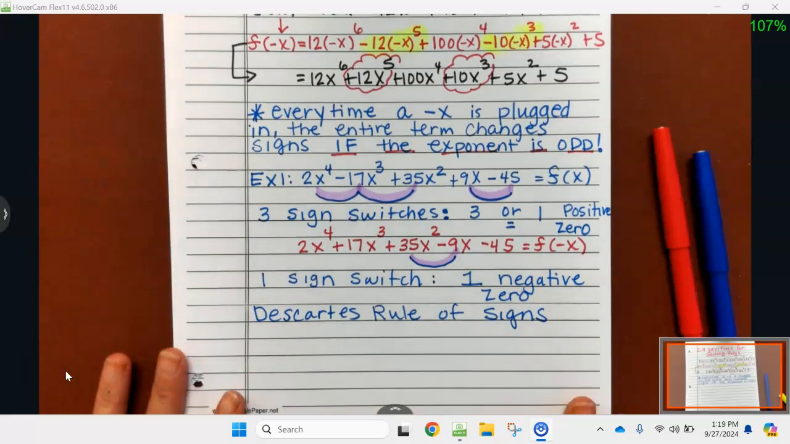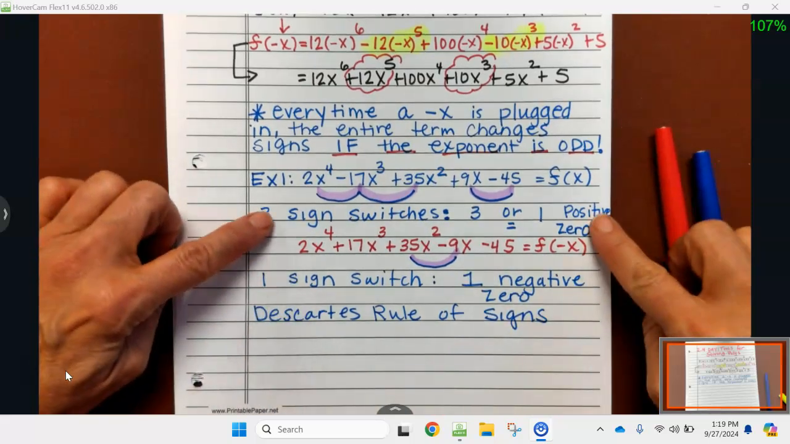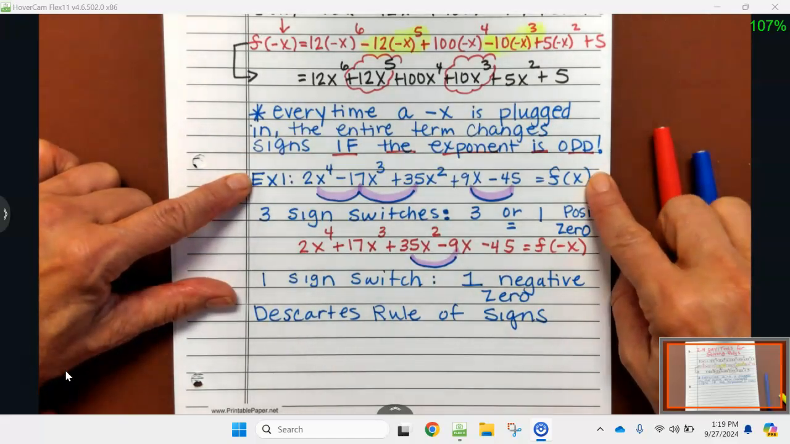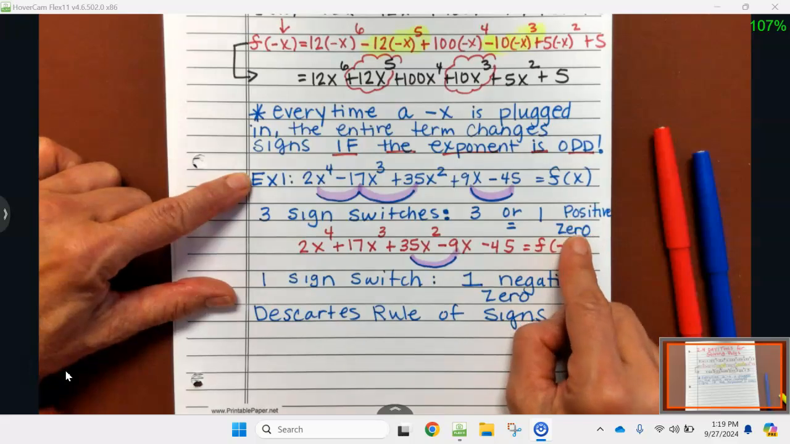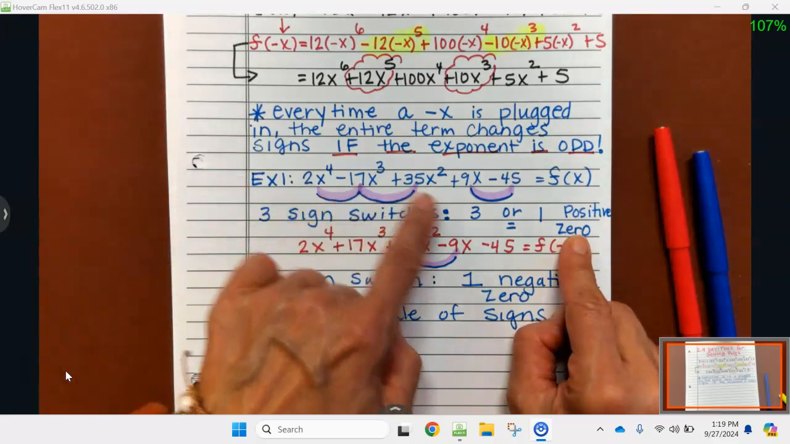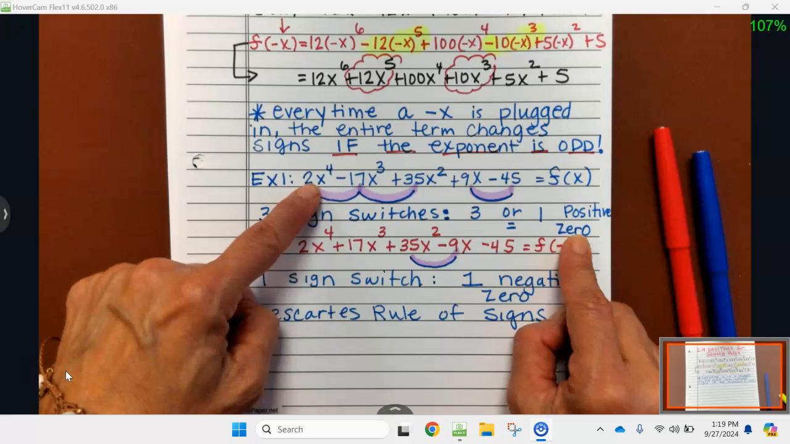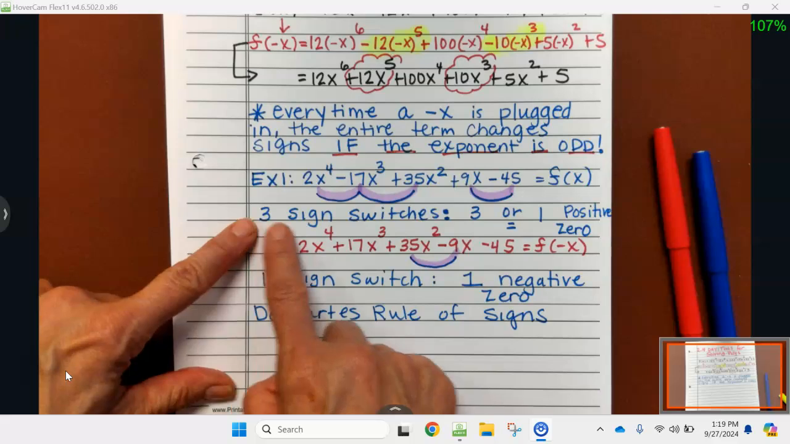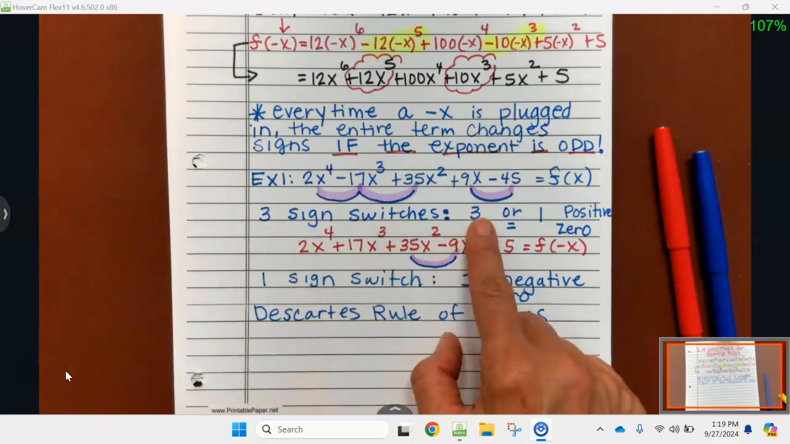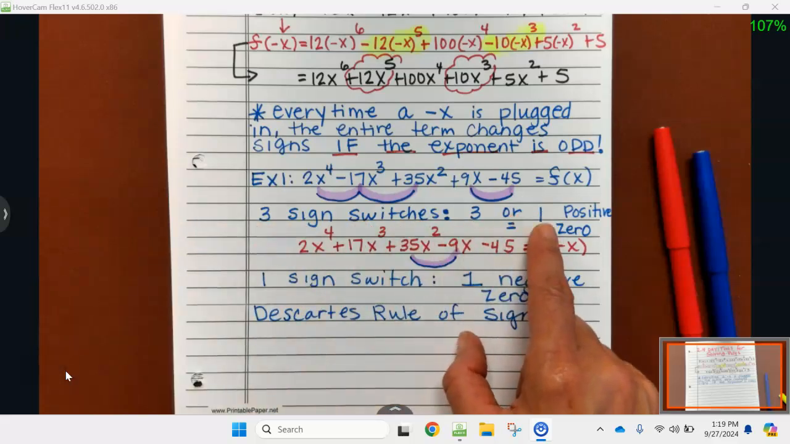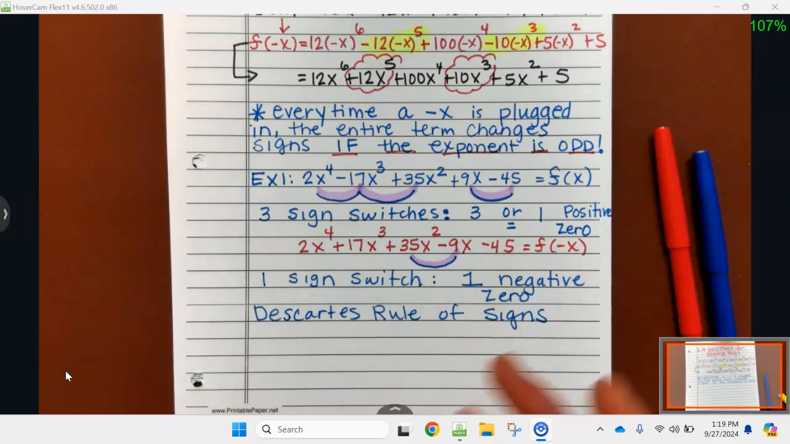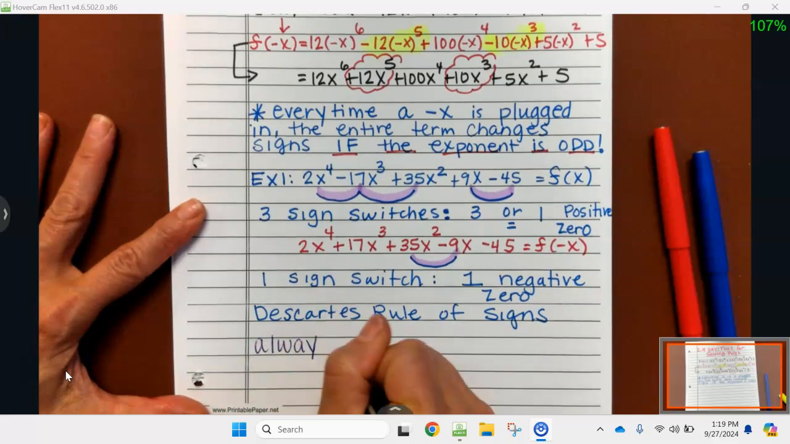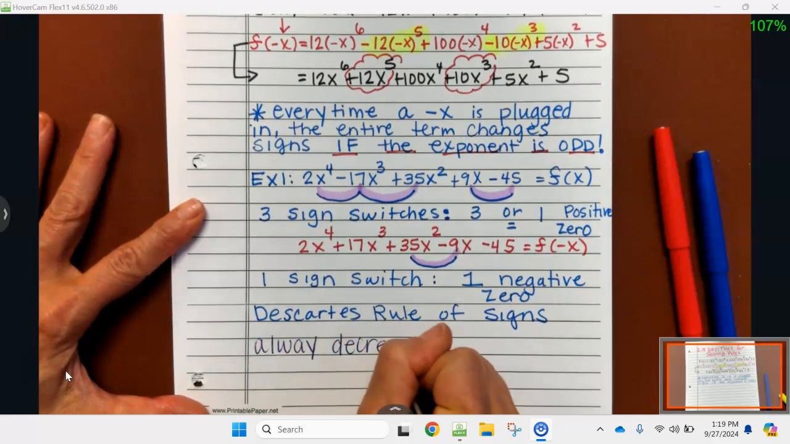And here's what it says. Every time you have a regular polynomial, here's a regular original polynomial, you can determine the number of positive zeros by counting how many times the signs switch in the regular polynomial. But here's the deal. If you notice, there's 3 sign switches, but I said 3 or 1. And the reason why I said 3 or 1, they always decrease by 2.